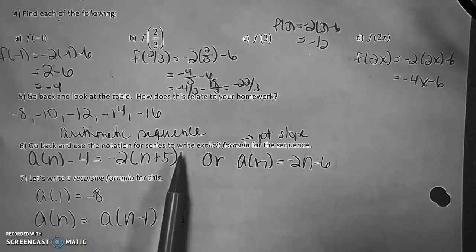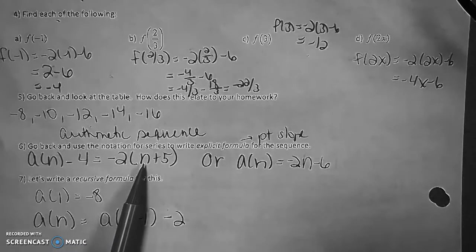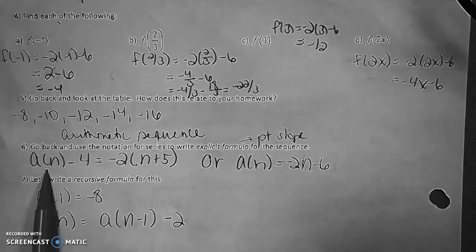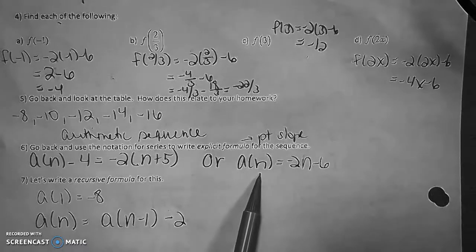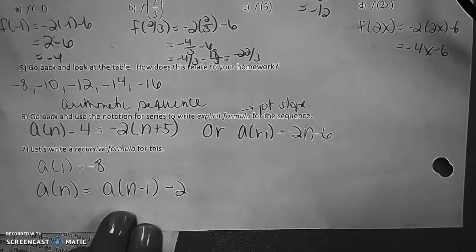Go back and use notation to write the explicit formula. I did that. Instead of x and y, use n and a sub n. And by the way, I also wrote it in slope-intercept form. So there's point slope form, there's your slope-intercept form.